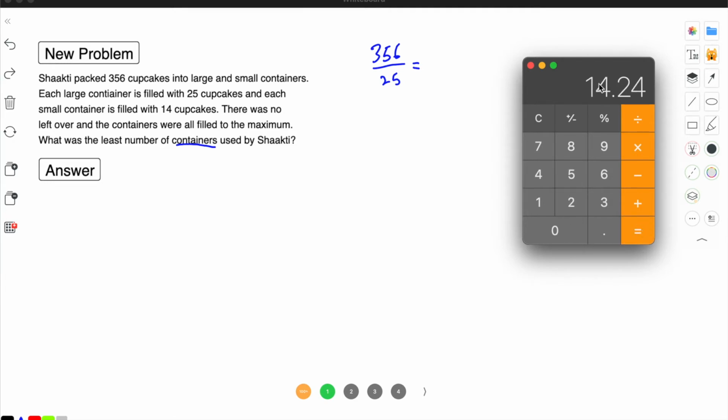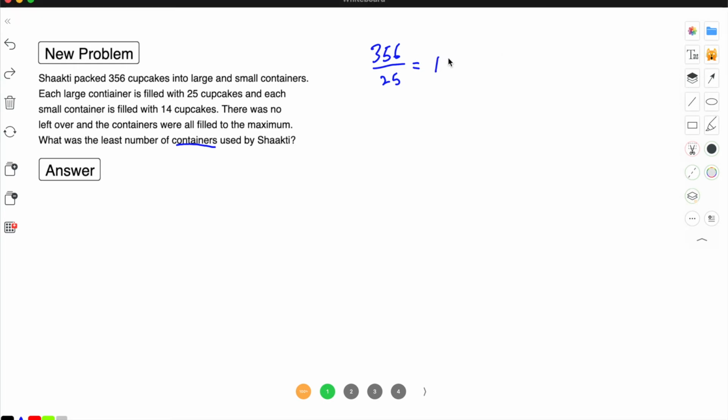We're going to get 14.24, but we are interested in the remainder. So what we need to do is minus 14. We are left with the decimal and then multiply by 25. That gives us 6. That means we're going to get 14 remainder 6. So what does this mean? This means that we're going to use 14 large containers, and then there will be a remainder of 6.